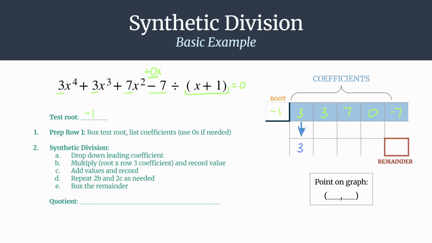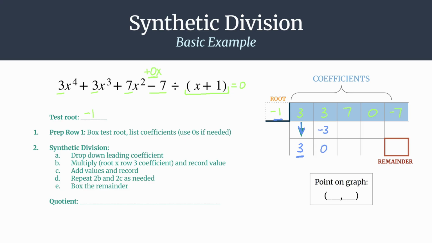All right, so step 2b is to multiply and record the value. So we're multiplying our root times our row 3 coefficient. -1 times 3 is -3. We record it in our second column, row 2. And then we just add the values in this new second column. So 3 plus -3 is 0.